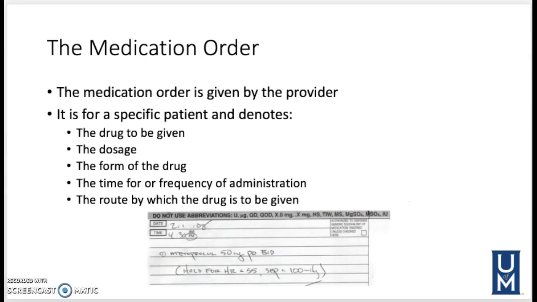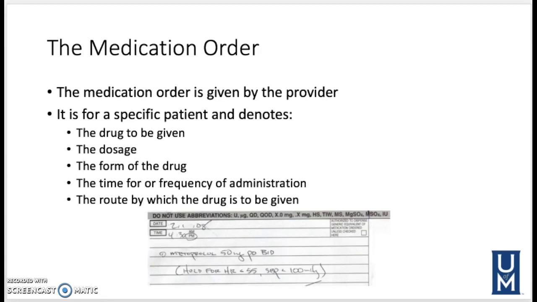Okay. So we're going to start talking about medication administration by first reviewing the medication order. So the medication order will be our order that's given by the provider. And this order is specific to our patient, and it tells us these specific things. It's going to tell us the drug that's to be given, the dosage or the amount, the form of the drug, the time or frequency of the administration, and the route by which the drug is to be given. So that sounds like a lot, but that is part of every medication order that the provider will be giving you as the medical assistant.